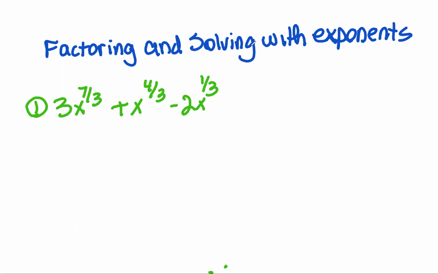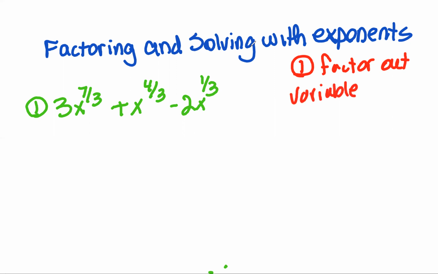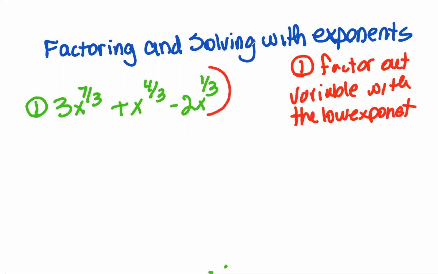So if you're going to do a problem like this, the first thing that you need to do is factor out the variable with the lowest exponent. In this case, that is x to the 1/3. So I'm going to factor that out. So I'm going to take out an x to the 1/3 power, which means that I would be subtracting it out.